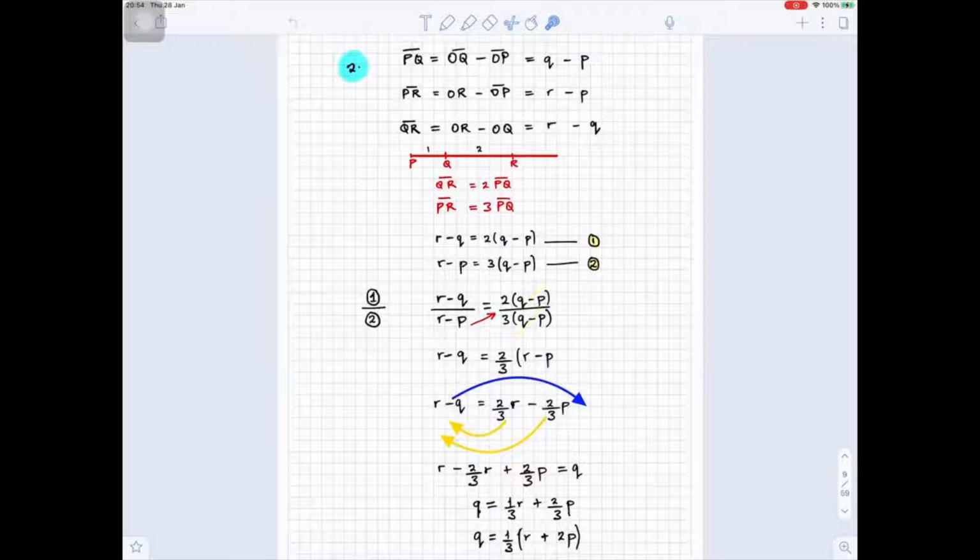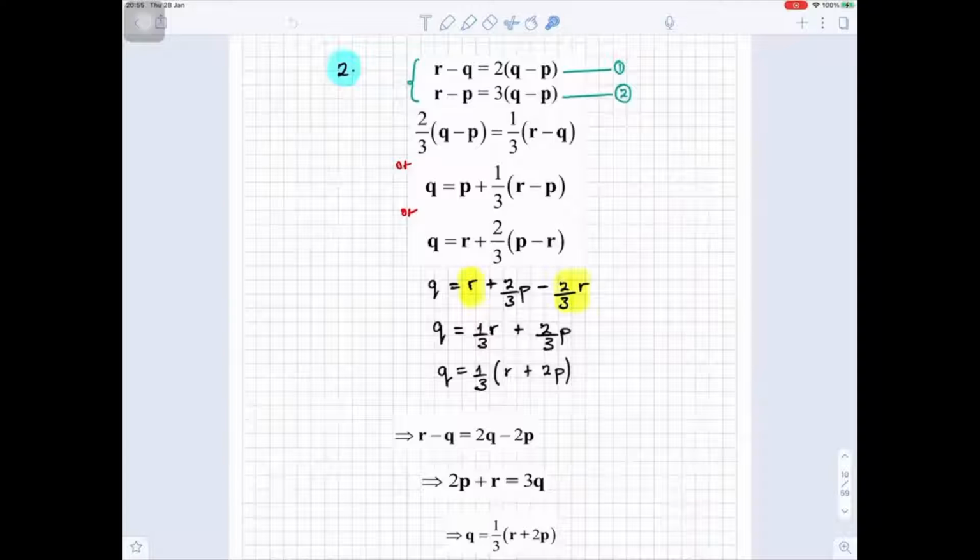And what you can see here is R minus 2/3 R gives you 1/3 R plus 2/3 P. You can take 1/3 out of the bracket. You're left with R and you're left with 2P. So Q equals 1/3 bracket R plus 2P.